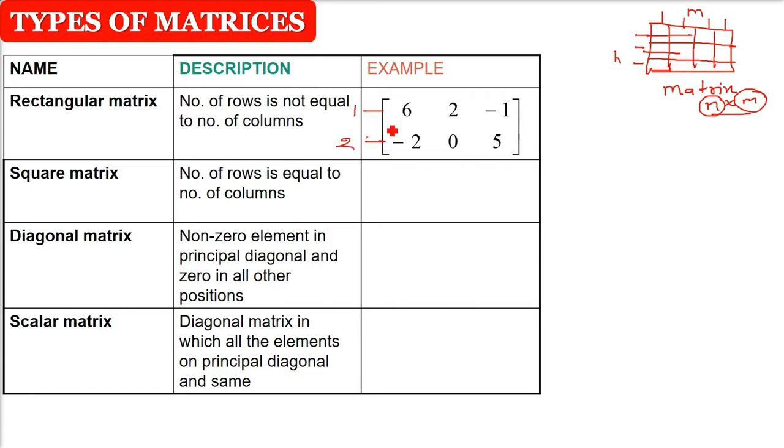So we have two rows here, and 1, 2, 3 columns here. So you can very well write the dimension, or the order, as 2 into 3; they are not the same. This is a rectangular matrix.